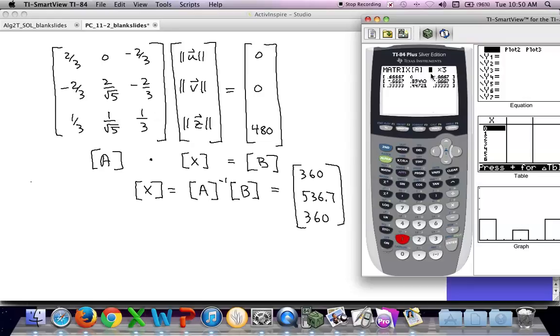Right? Then you do the same thing for the B matrix. Second matrix, edit, 2. It's a 3 by 1 matrix, right? Which has the values 0, 0, 480. Right? Then you go to the main screen. And you're going to do second matrix 1, x to the minus 1, second matrix 2, enter.